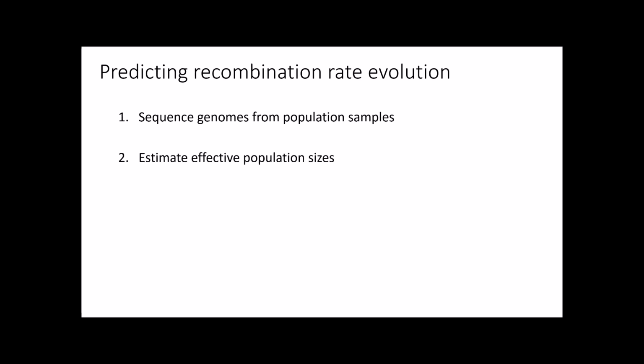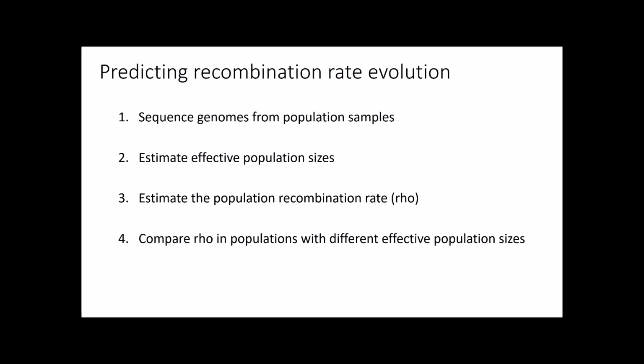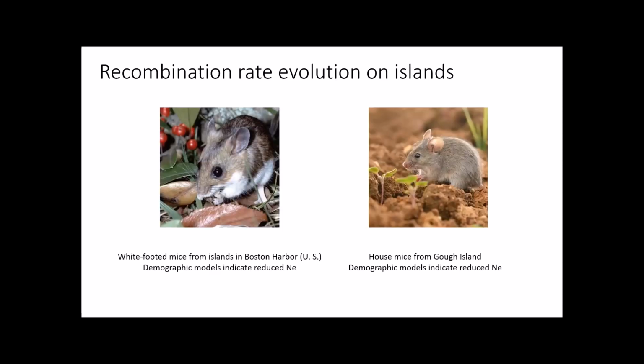And this prediction really hasn't been tested in nature. So here's how we're proposing to test it. We've sequenced genomes from population samples from a number of different populations. We estimate the effective population sizes of each population using demographic modeling. We also estimate the population recombination rate, which I'll say more about in a minute, called rho. And then we compare rho in populations with different effective population sizes. And again, the prediction is that the recombination rate is going to be higher in smaller populations.